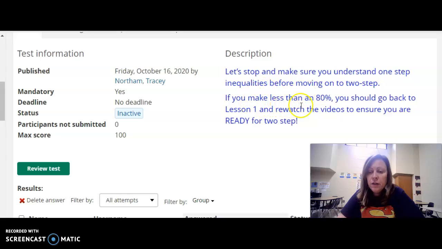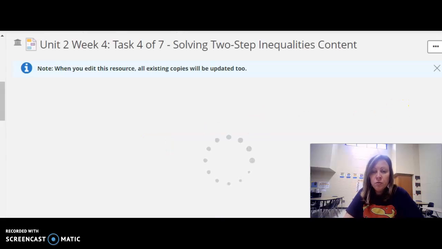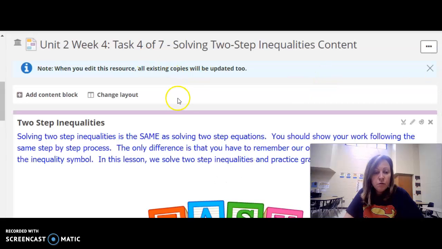And it does tell you that if you make less than 80%, you should go back to lesson 1, okay? Because the next lesson we're going to be moving on to two-step inequalities. So if in this formative on 1-step you make less than an 80, that might show that you're not quite ready to move on to 2-step, and you might need to go back to lesson 1 and really focus on the lessons, the teaching, and some of the practice opportunities there. All right, the next task, lesson 4, we're going to be looking at two-step inequalities.